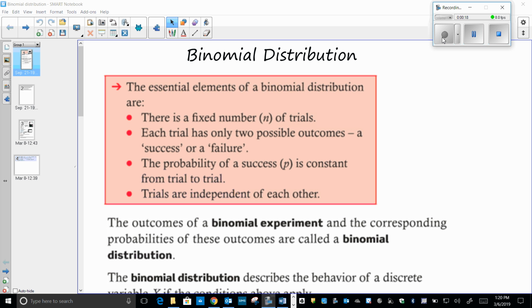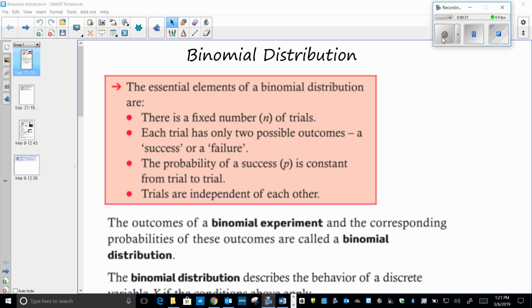There are a fixed number of trials. So they will say that something is happening a certain amount of times. Each trial only has two possible outcomes: success or failure. So you roll a 6 or you don't roll a 6. You win the lottery, you don't win the lottery. Those are the kinds of things that we're looking at.